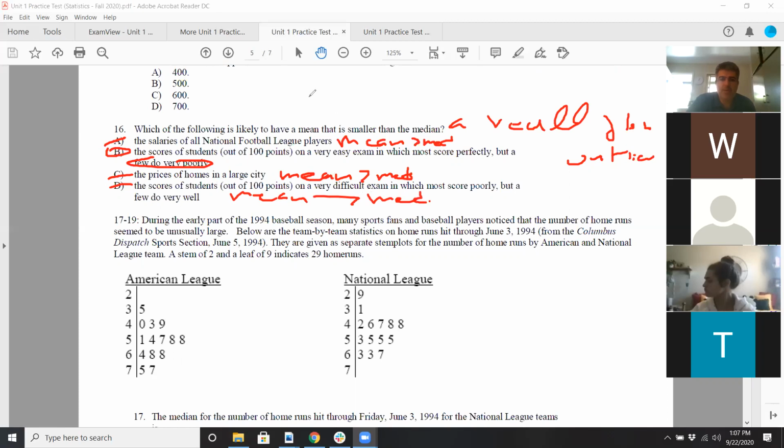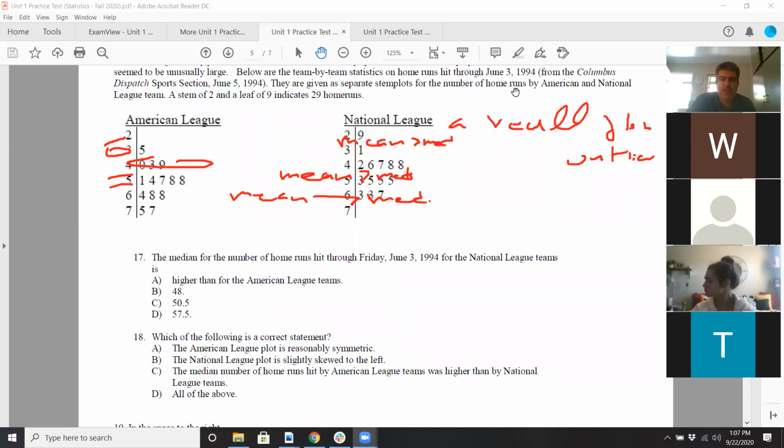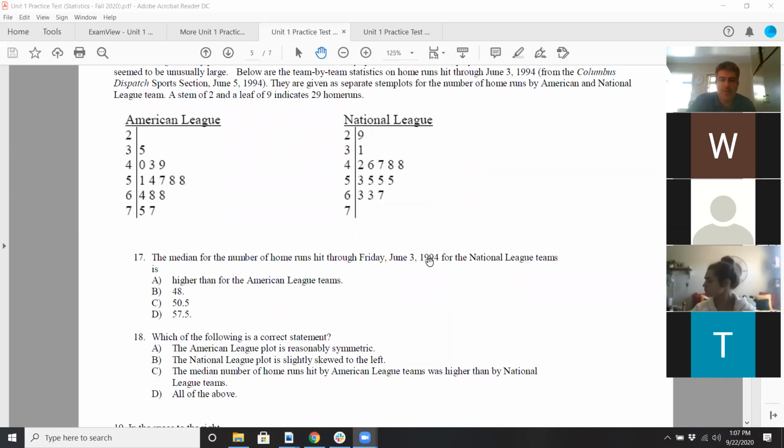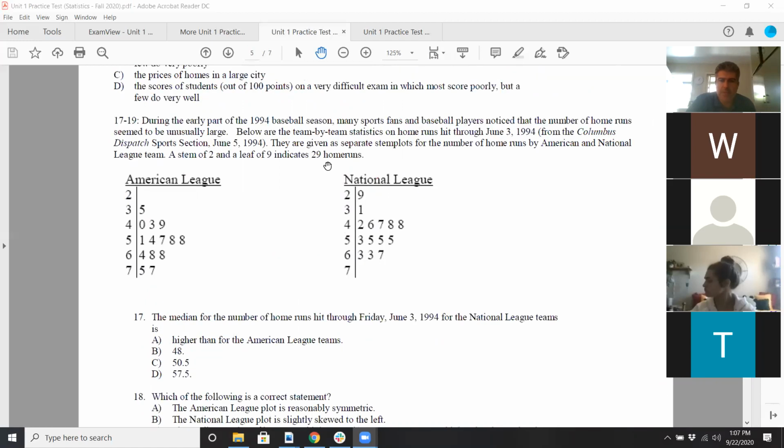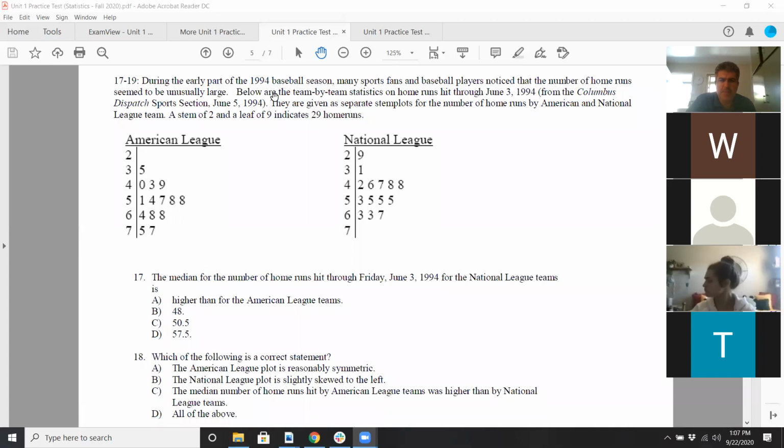Some more stem leaf plot stuff. The median of home runs hit through June 3rd for the National League. So how many baseball teams are there? Well, they didn't tell us. I think there were 14 teams then, but anyway, just count it: 1, 2, 3, 4, 5, 6, 7, 8, 9, 10, 11, 12, 13, 14. So you want the 7th and 8th ranked teams. So 1, 2, 3, 4, 5, 6, 7, 8. So it's an average of 48 and 53. Work that out, you should get 50.5.